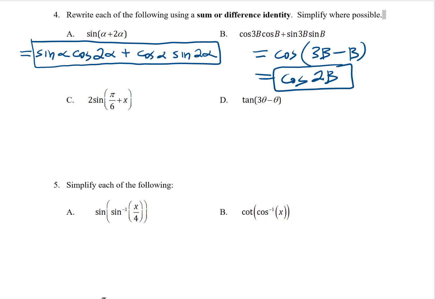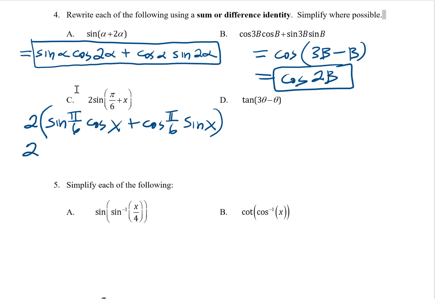Letter C, I do have this 2 being multiplied in the front, but then after that I have sine of first plus second, and that's the same one we used up here. So I can just follow that identity once again. Let me open a parentheses. That 2 will multiply the entire thing. So sine first, cosine second, plus cosine first, sine second.